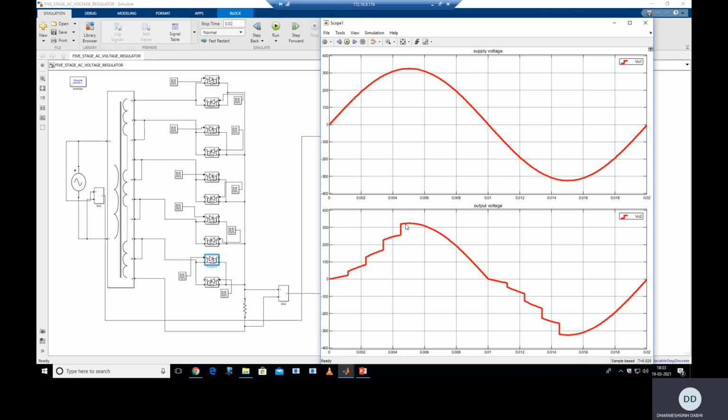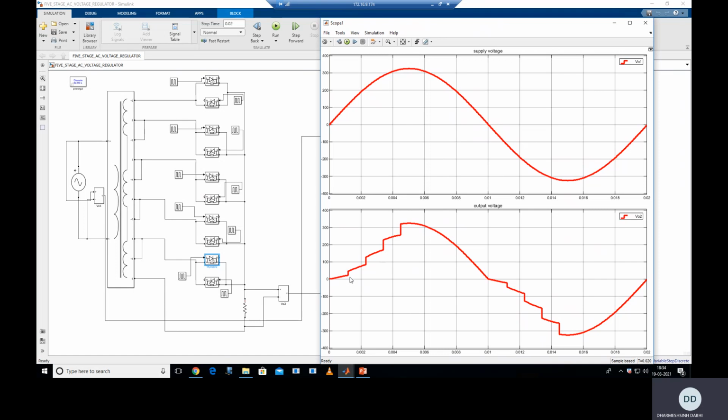Suppose you are using the two-stage AC voltage controller, so you can increase the voltage from 0 to 230 in only two-stage conversion. Clear? So first you increase the voltage from 0 to 115 and then 115 to 230. So by increasing the number of stages, you can decrease the voltage variation. And by decreasing the voltage variation, we can reduce the harmonics. Clear? So this is the ultimate aim of using the multi-stage sequence control of AC voltage controller: to reduce the harmonic content at the output side.